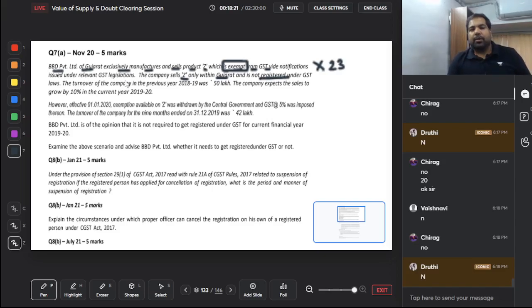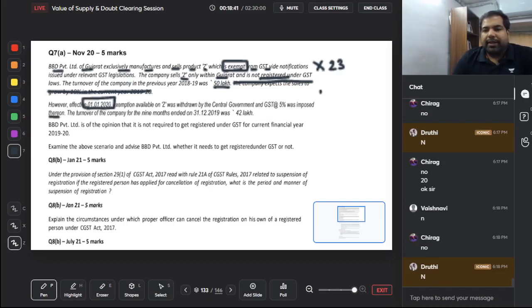The turnover of the company was last year 50 lakhs. The company expects the sales to grow by 10%. These expectations are all rubbish, guys. You don't need to care about expectations. However, on the 1st of Jan 2020, the exemption was withdrawn by the government and GST was imposed. So guys, on the 1st of Jan, earlier they were exempt. Now are the goods taxable?